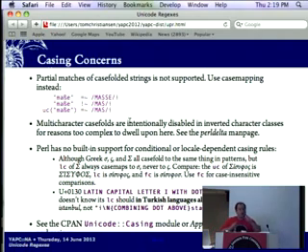Finally, full case folding is turned off when you're doing a character class that you've started with a circumflex to invert it. The reasons for that are way too complicated to get into here, but it leads to paradoxes. So it's actually turned off.